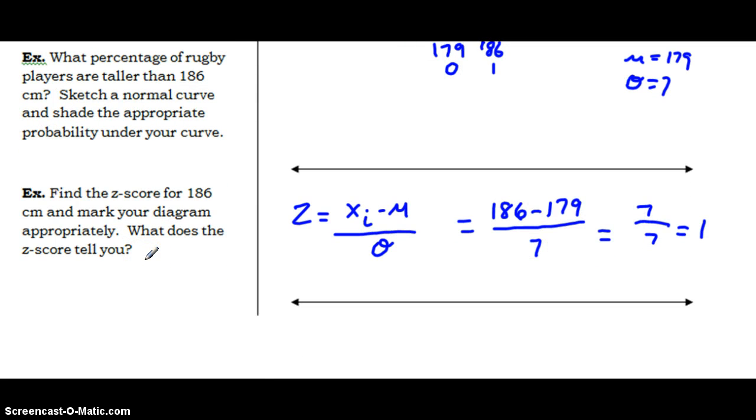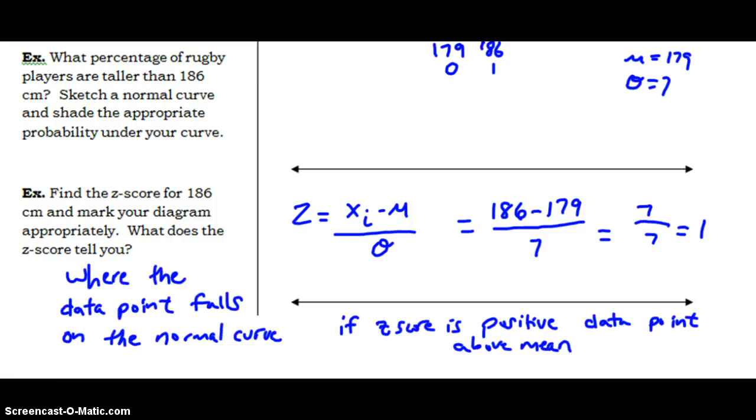So our z-score is telling you where it falls on the normal curve, above or below. If it's positive, it falls above the mean, and if it's negative, it falls below. So again, the z-score tells you where the data point falls on the normal curve, and if the z-score is positive, the data point is above the mean, and if the z-score is negative, the data point will be below the mean.